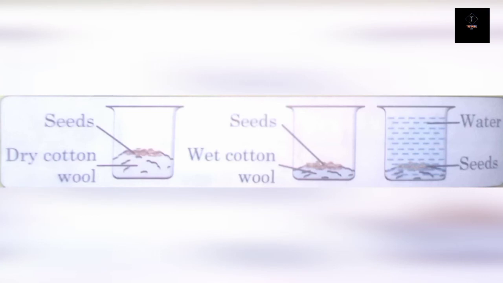What you have to do is take 3 open glass containers or beakers. In the first one, keep a few seeds on dry cotton wool. In the second beaker, keep a few seeds over wet cotton wool. Ensure that the cotton wool does not dry up. In the third beaker, keep a few seeds completely submerged inside water. Observe the seeds for a day or two. In which container did you find that the seeds germinated into plants, and why?